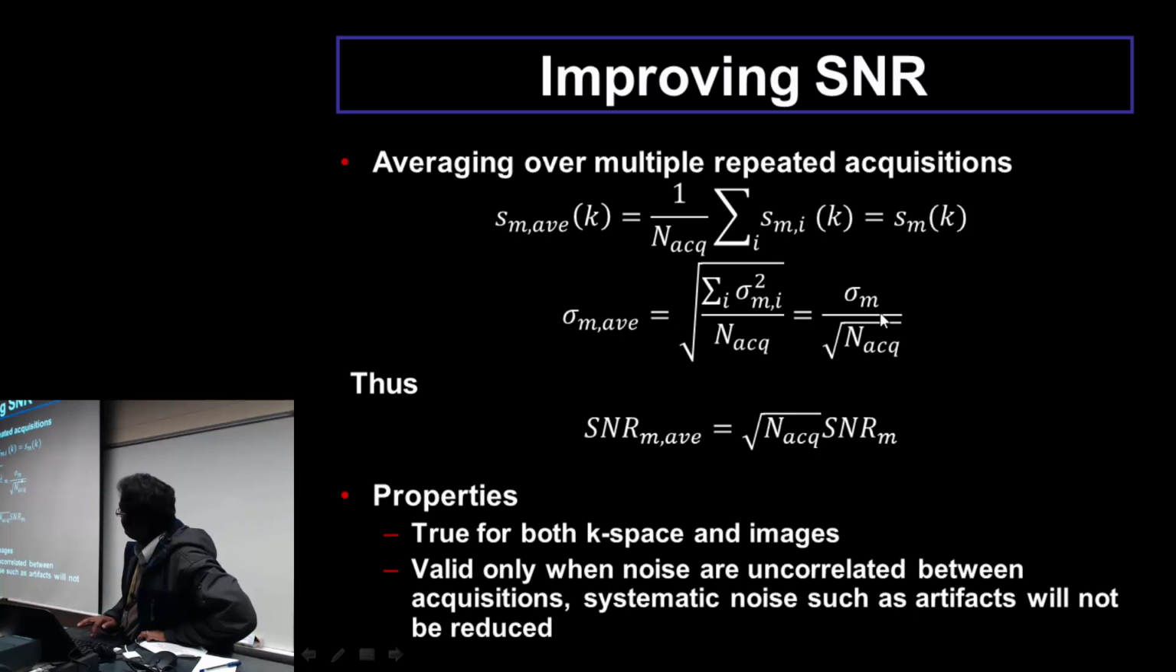So if the variances of the individual acquisitions are not correlated, meaning that the noise in one acquisition is not correlated with the noise in the other acquisition, then you can do this summation in quadrature. And here we're assuming that the noise is the same in each instance, meaning that the noise variance is the same in each instance.